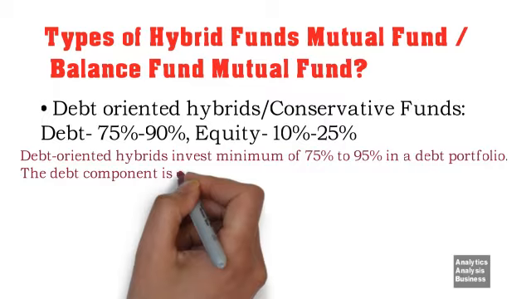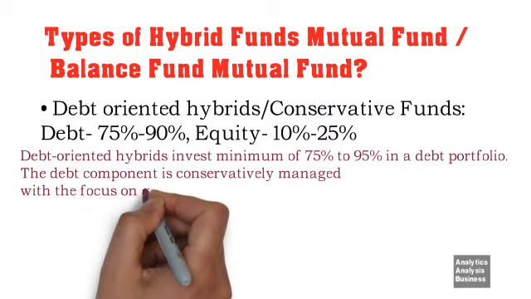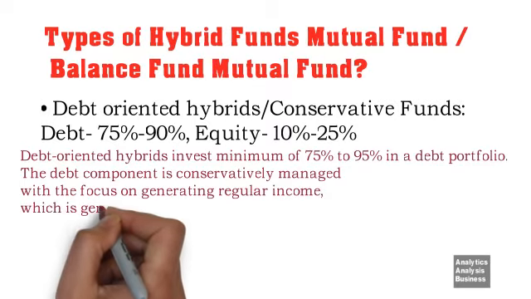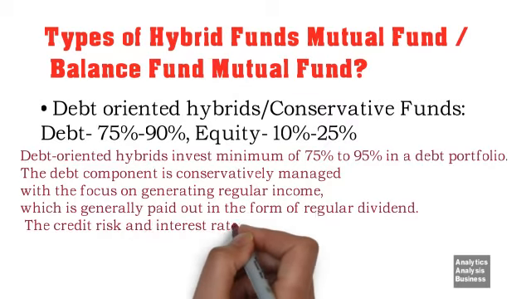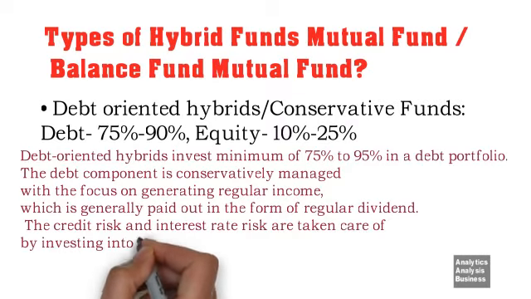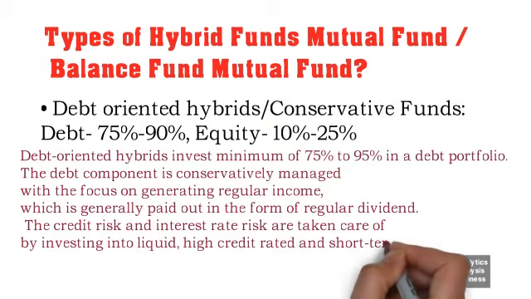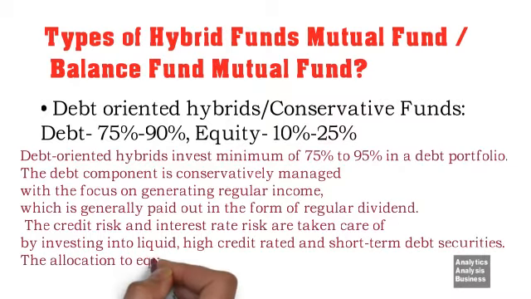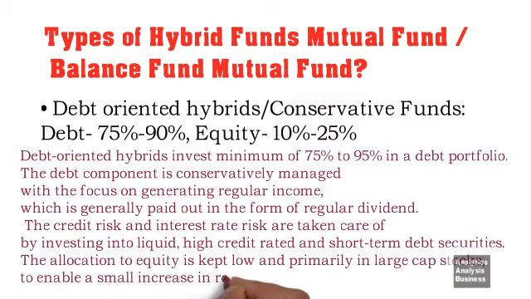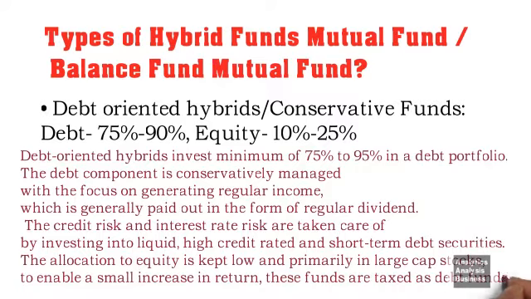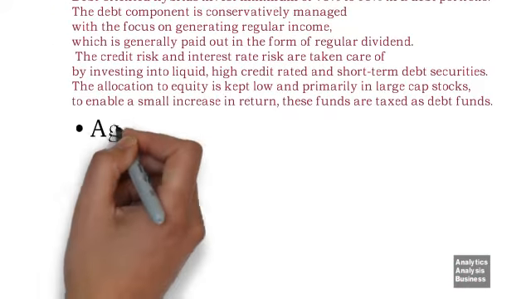The debt component is conservatively managed with a focus on generating regular income, which is generally paid out in the form of regular dividends. The credit risk and interest rate risk are taken care of by investing in liquid, high credit rating, and short-term debt securities. The allocation to equity is kept low and primarily in large-cap stocks. To enable a small increase in return, these funds are taxed like debt funds.